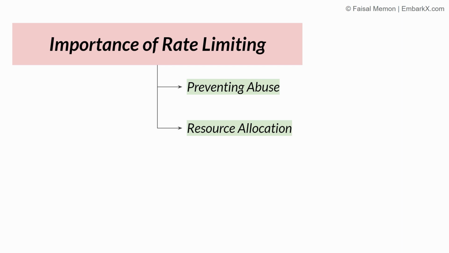Resource allocation. By limiting the number of requests, you can ensure that resources are distributed fairly amongst all users. Cost management. If your server or API is hosted in the cloud and you pay for the amount of traffic it handles, rate limiting can help you keep costs under control. These are a few points as to why rate limiting is important in today's applications.